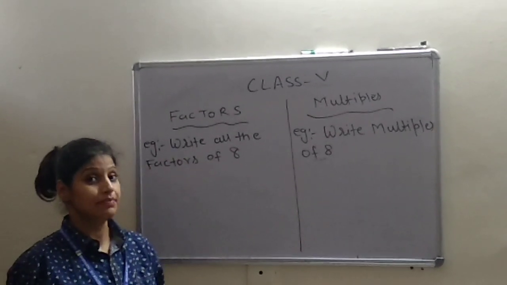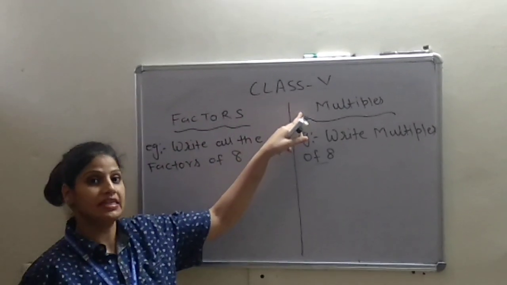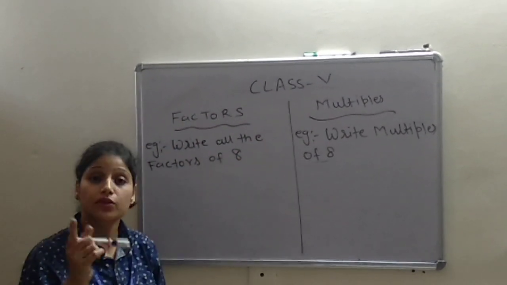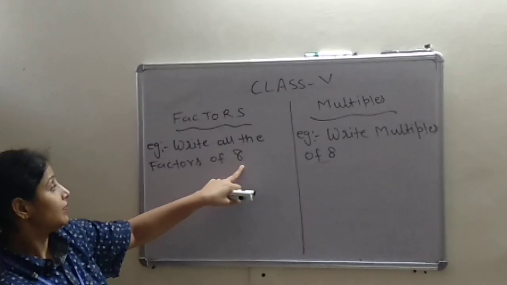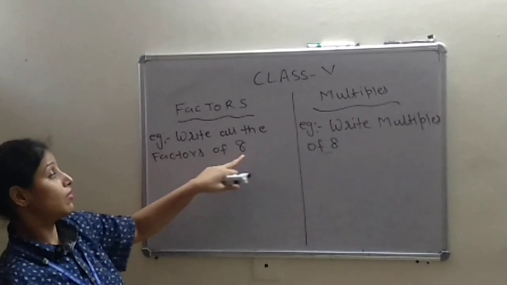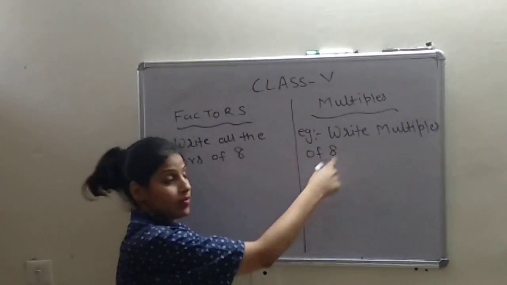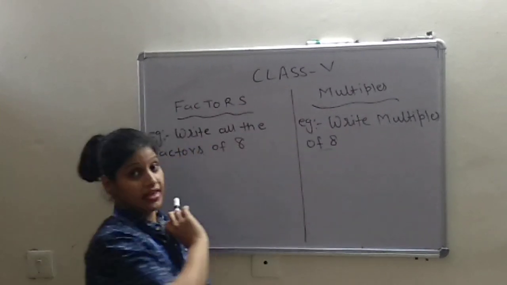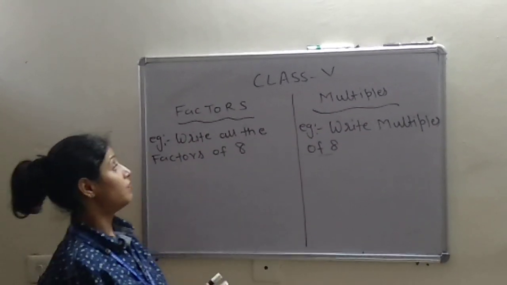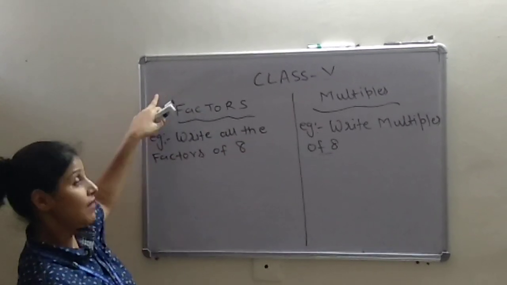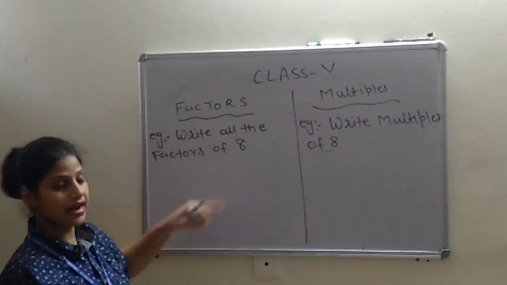After completing multiples, let's see the difference between factors and multiples. So children, we will do this by taking an example. My question is, write all the factors of 8. On the other hand, I have taken one more question with the same number: write multiples of 8. The number is the same, but on the left side we are going to find factors and on the right side multiples. So let's start with solving factors.